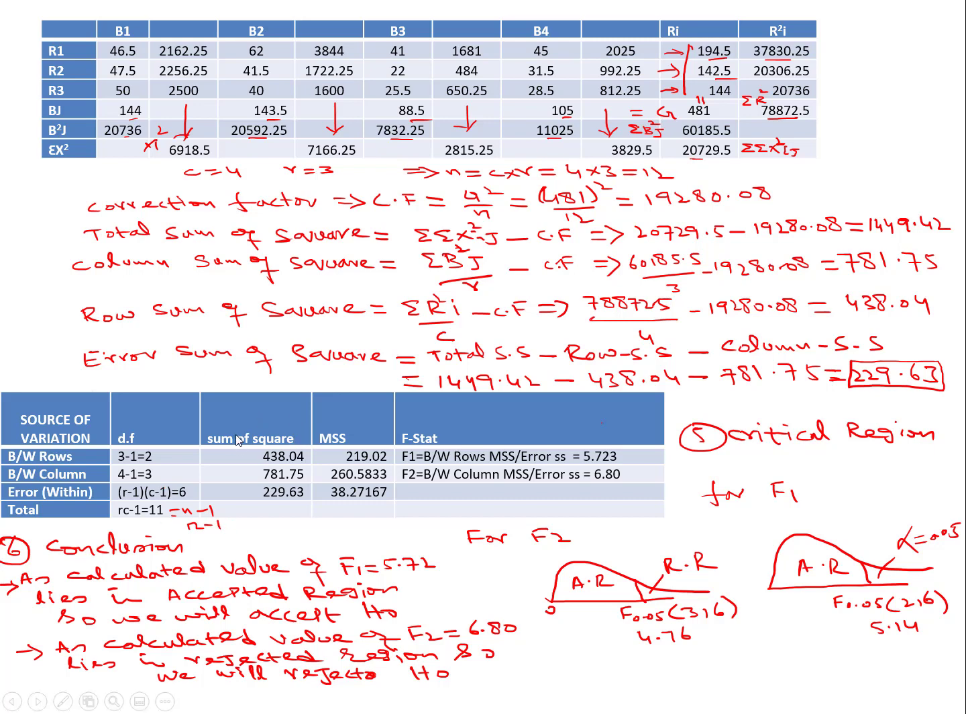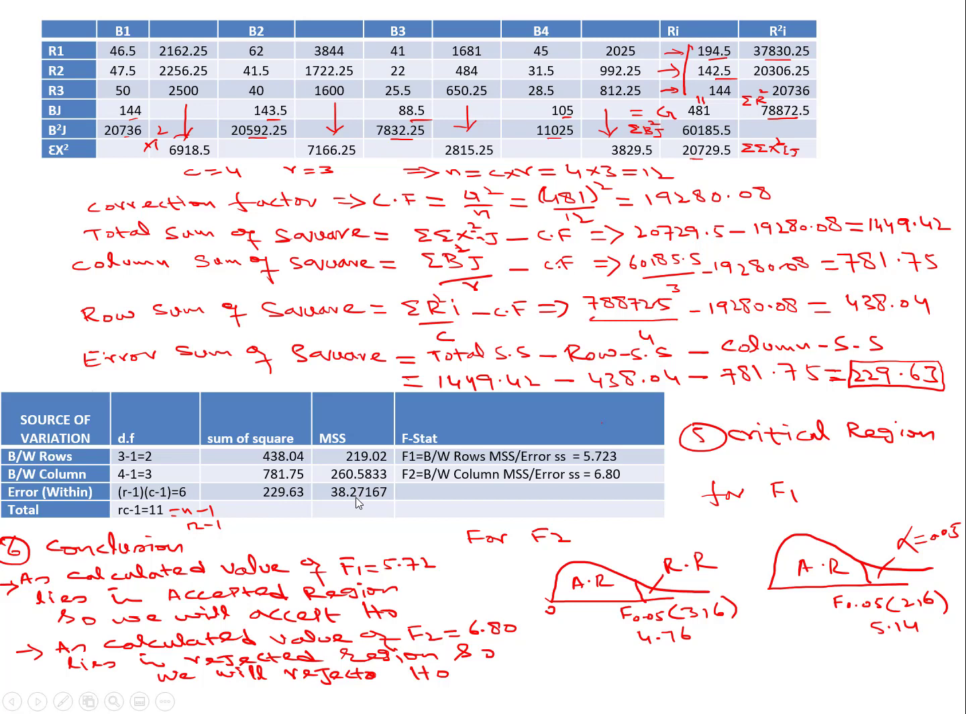Now the second column is, as usual, like the one-way ANOVA sum of squares. So between rows, the row sum of squares was 438.0. Between columns we have already calculated the sum of squares, which is 781.75, and we have also calculated within, which is also called error sum of squares, which is 229.63. Now in the next column we need to calculate the average. How will you calculate the average? This divided by its degree of freedom, so it will be equal to 219. This divided by its degree of freedom, so it will be 260.5. And this divided by the error degree of freedom, 38 point something.